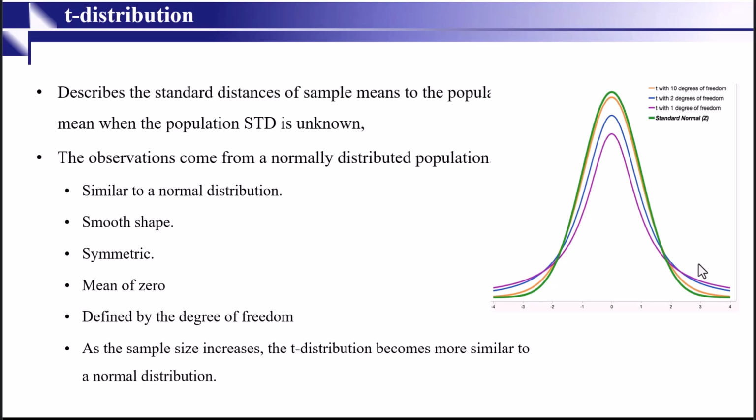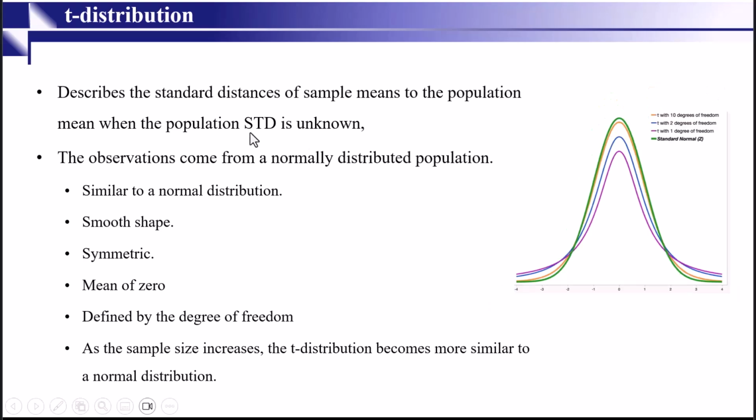Let's begin with the t-distribution because we need it later. The t-distribution models the standard distance between the sample mean and the true population mean when we do not know the population standard deviation. So the population standard deviation is unknown to us. The t-distribution resembles the normal distribution because it is smooth, symmetric, and also centered at zero. But there are some differences. The t-distribution is slightly wider to account for additional uncertainty due to estimating the standard deviation from the sample. The normal distribution assumes that the population standard deviation is known, while the t-distribution does not make this assumption.